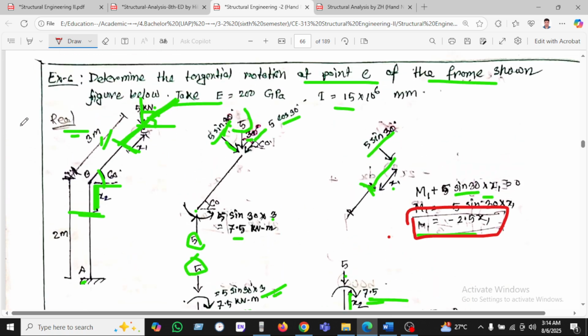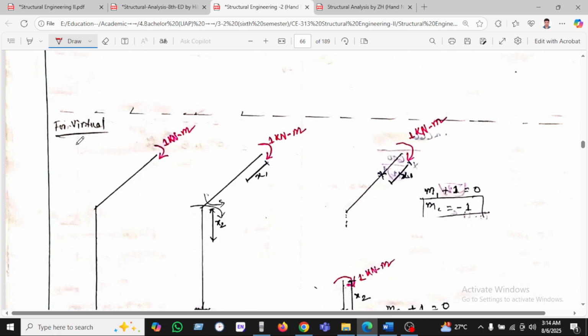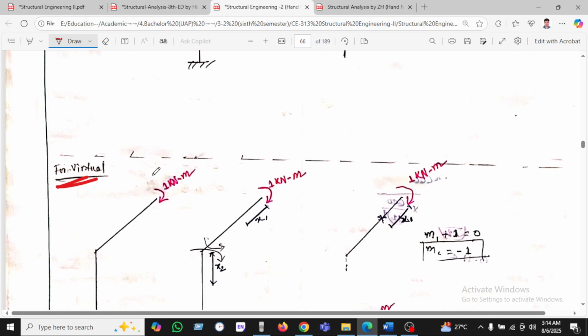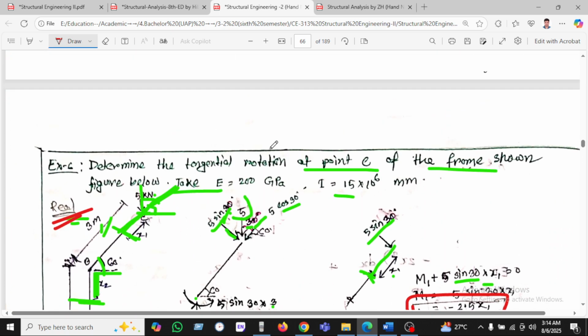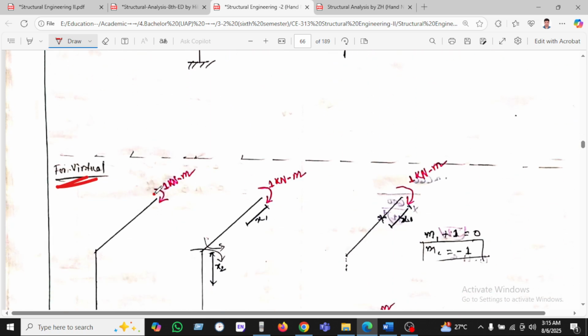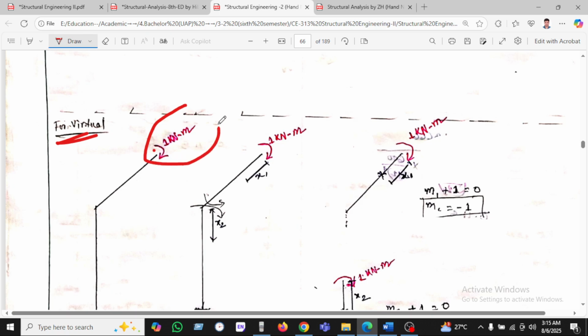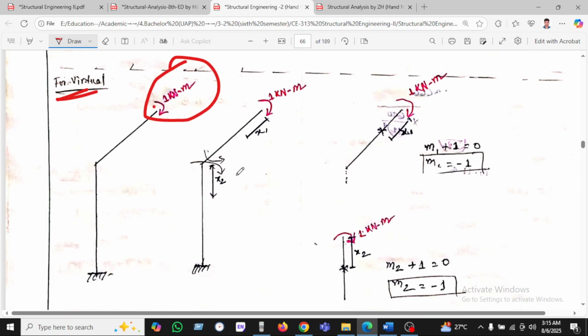So let's see the virtual frame. As we have been seeing, the rotation at point C. This is the point C we have been seeing. That's why a 1 kip per meter load is applied here. So the 1 kip load is applied in this direction, and it will also be in this direction.